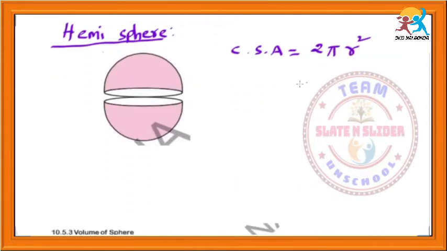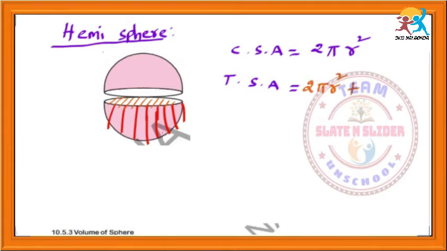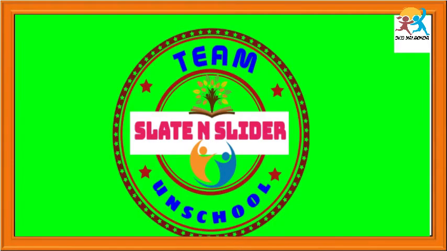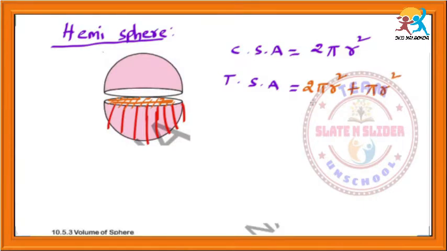For the hemisphere, we have the total surface area also. So how to find out the total surface area? Just observe in this figure. So this is the curved surface area, and this white portion, if you cut the sphere, then we get the circle here, and its area is pi r square. So the total surface area is equal to its curved surface area, 2 pi r square, and the area of the circle, this portion, is pi r square. So we have to add these two, we get 3 pi r square.